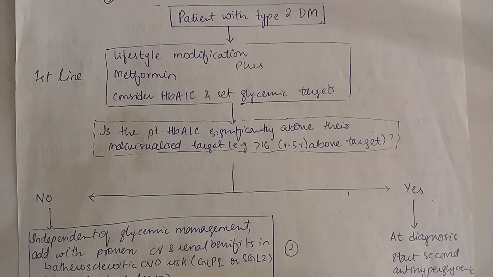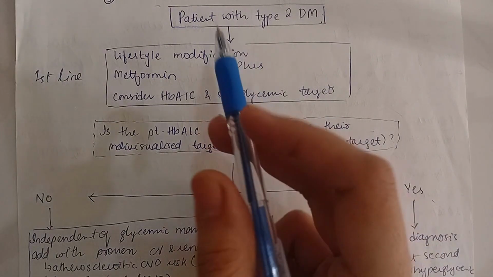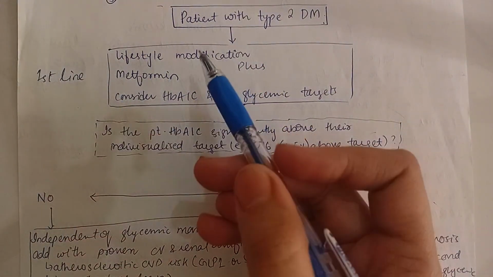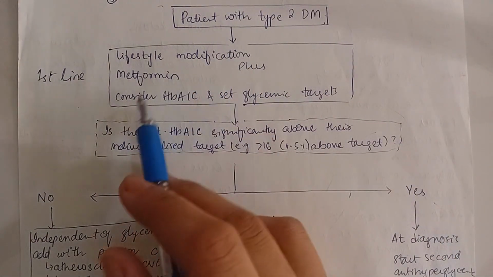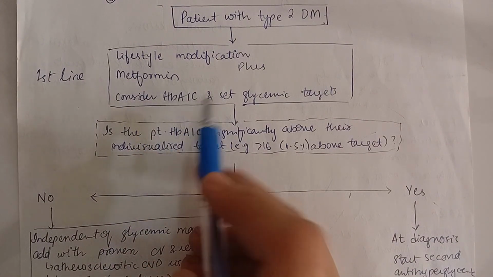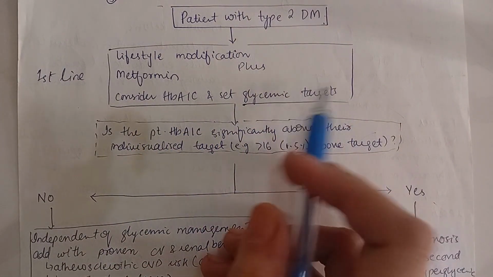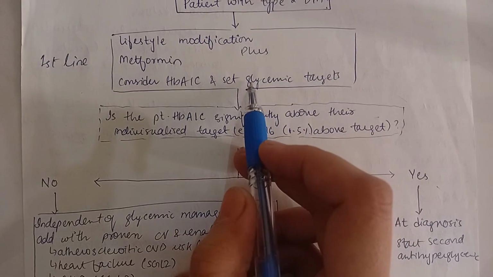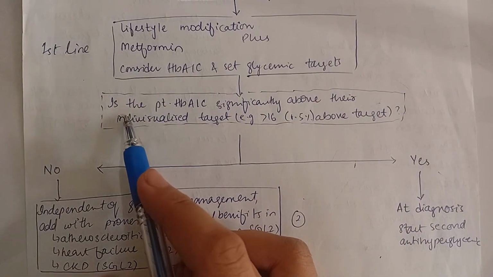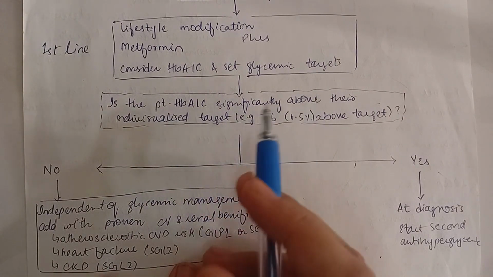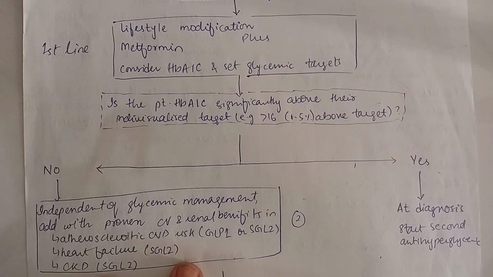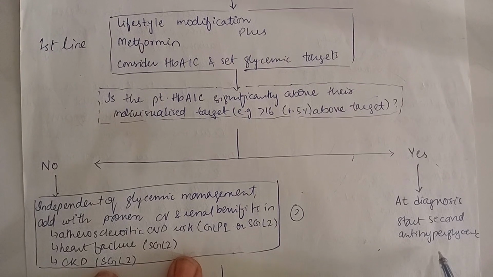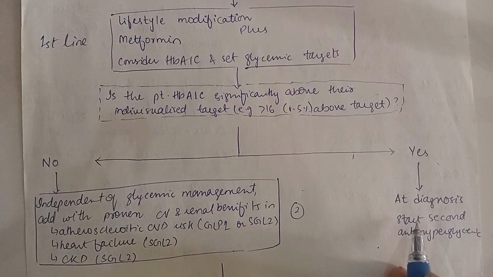We are going to take a look at the algorithm for the basic stepwise management for type 2 diabetes. Now we have the patient with type 2 diabetes. First line therapy is lifestyle modification plus metformin. So this is the first line management for type 2 diabetes. Now we are going to consider the HbA1c and set the individual glycemic targets, as I have previously discussed in the video. Now we are going to see if the patient's HbA1c is significantly above their individualized target, that is more than 16 or 1.5% above the target. If yes, then we are going to add a second anti-hyperglycemic drug at the time of diagnosis.